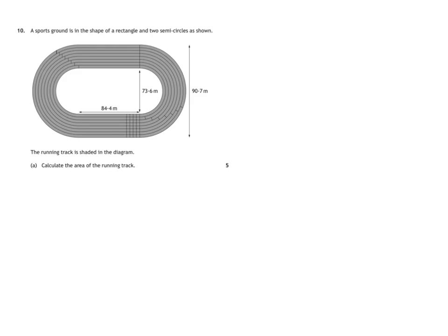Here we have question 10, so that's question 9 over, all the different parts of it. We have a sports ground which is in the shape of a rectangle and 2 semicircles shown. The running track is shaded in the diagram and we need to calculate the area of the running track. So we have a large shape and the small shape, so we need to find them and take it out.